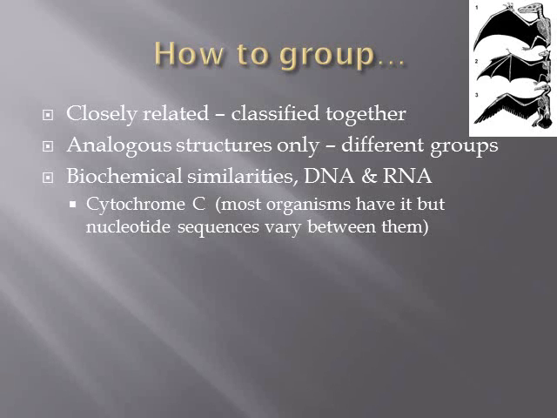The other thing we look at are biochemical similarities. In other words, their genetics. Is the DNA and the RNA similar? And when we look at DNA, we can really figure out where things have branched off and what has happened and how long this has taken.